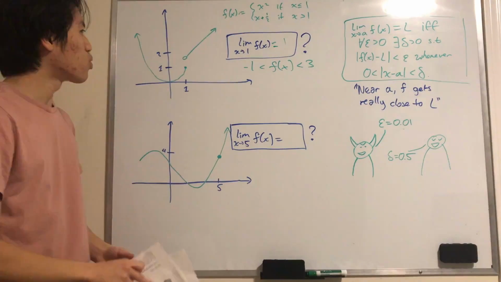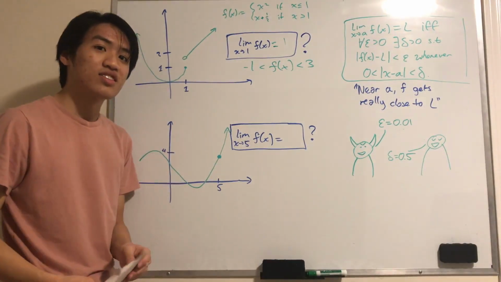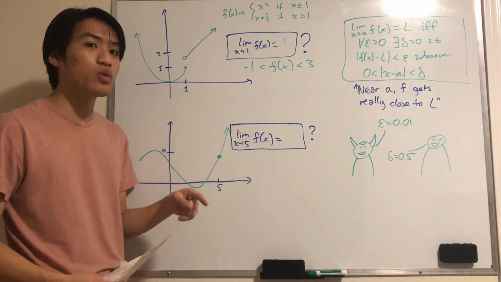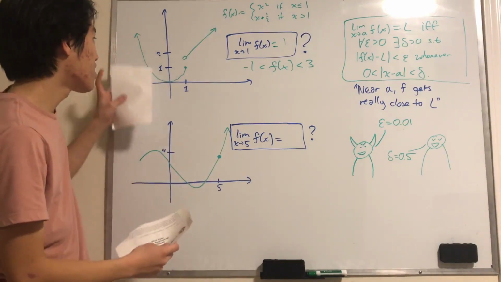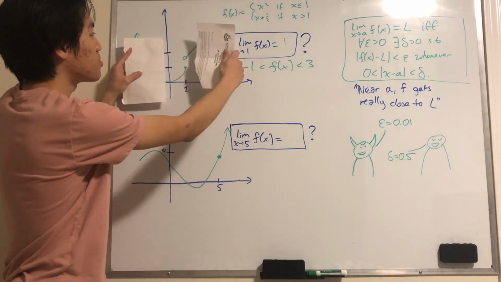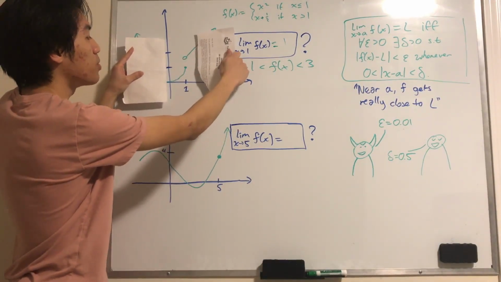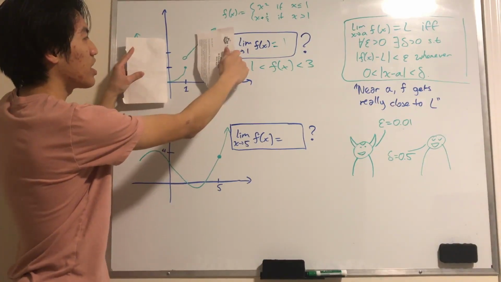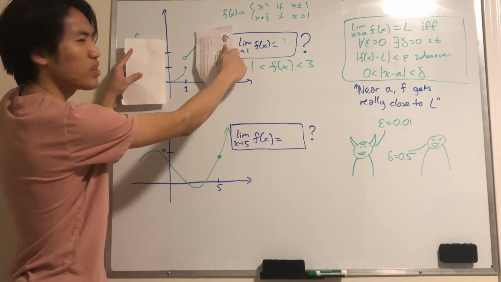Okay, let's try it out. What if I choose delta? So what if I restrict my x values to be within 1 of 1? In other words, I'm choosing my x values to be between 0 and 2. And if you look carefully, well, we did it, didn't we?